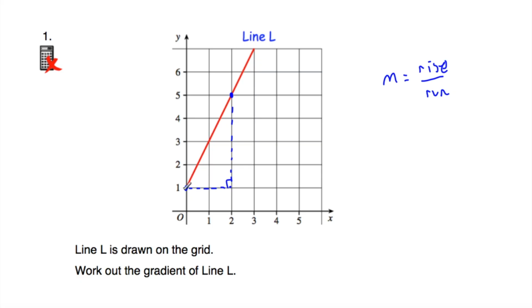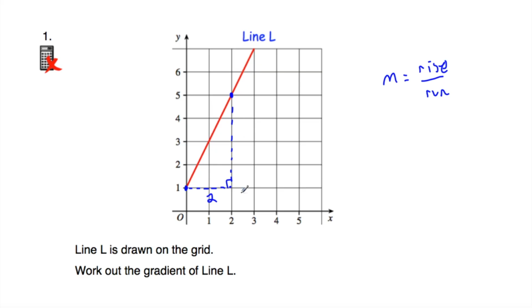The run is how far we go across. We're going from 0 across to 2 across, so we're going across 2 units. Again, don't necessarily count the lines, because it's not always a nice scale. This is a nice scale: each time we go across one line, we're going across 1 unit. But just make sure you're looking at the units. So we're going from 0 across to 2 across, so the run is 2.